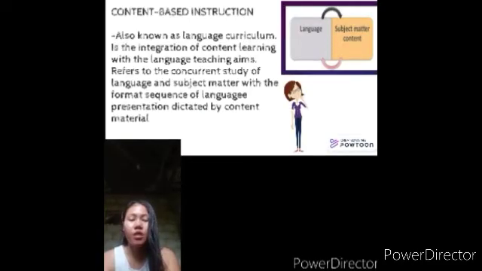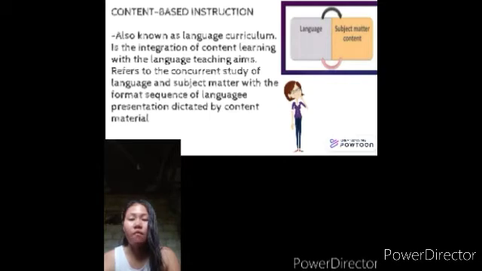Content-based instruction is an approach for second or foreign language learning, organized around the content or information that students will acquire. It is the teaching of content or information in language, teaching by using the language. Content-based instruction is grounded on two central principles. People learn a second language more successfully when they use the language as a means of acquiring information rather than as an end in itself.